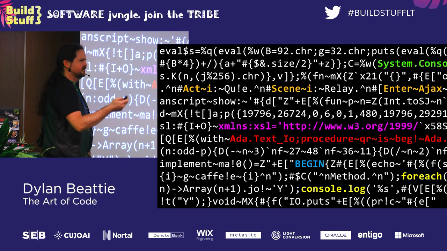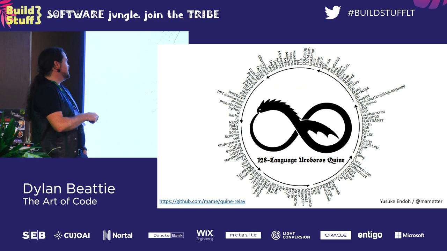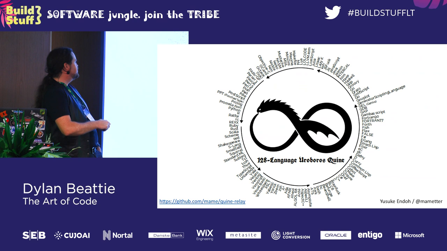This is Yosuke Endo's Ouroboros Quine. It is a computer program written in Ruby that produces a program in Rust, which produces a program in Scala, Scheme, Sed, Shakespeare, S-Lang, Smalltalk, Squirrel, all the way around, and eventually you get an RC program that produces a Rex program that produces the original Ruby program back again.